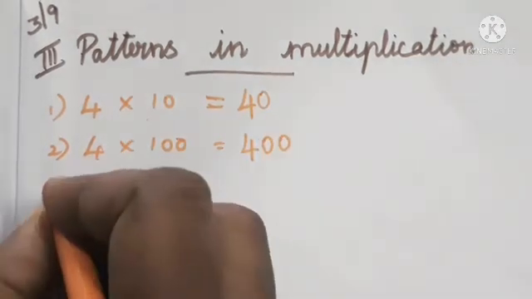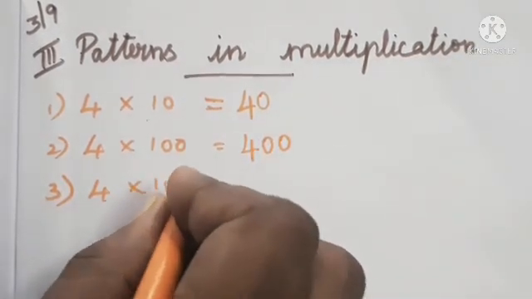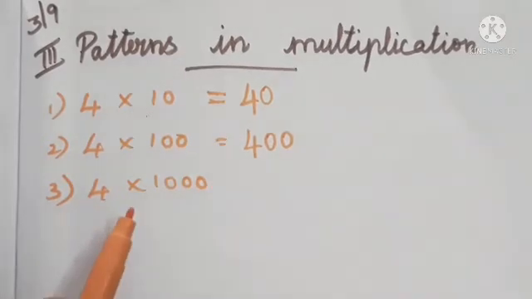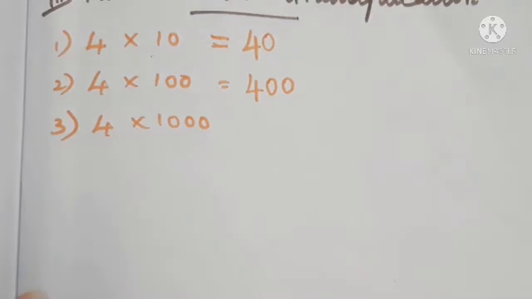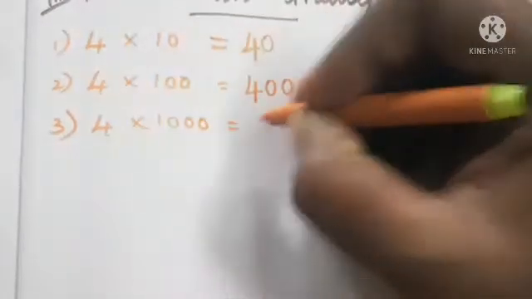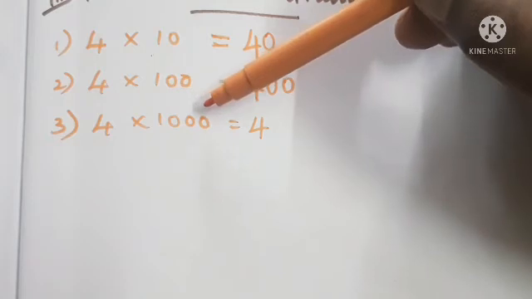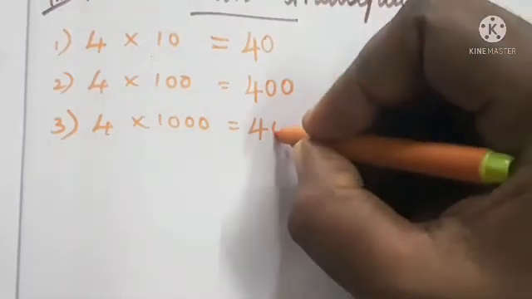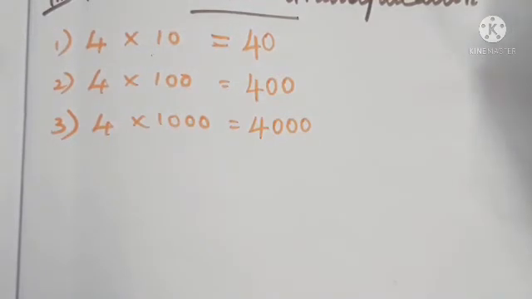Likewise, if you want to multiply the 4 with 1000, what do we have to do? Yes, we have to multiply the 4 by 1. Okay, 4 into the 1000 place we have 1. So 4 into 1 is 4. Next, at the back of the 1 we have 3 zeros, isn't it, in 1000. So we can write the 3 zeros at the back of the 4. What's our answer? 4000. 4 into 1000 is 4000.